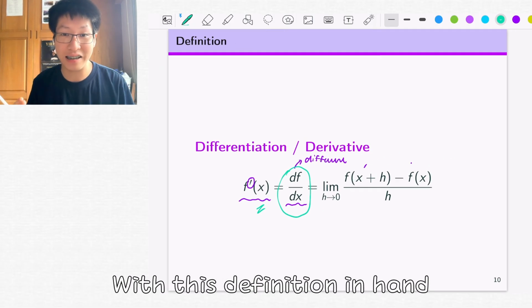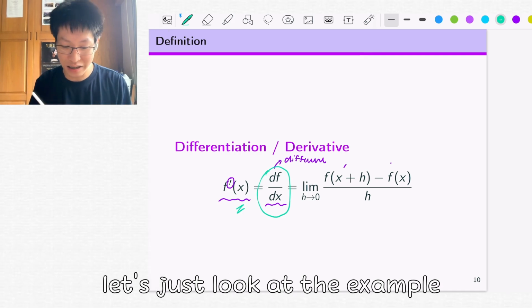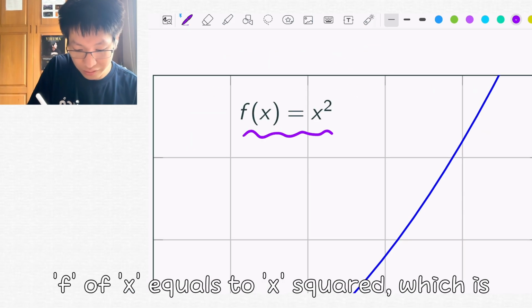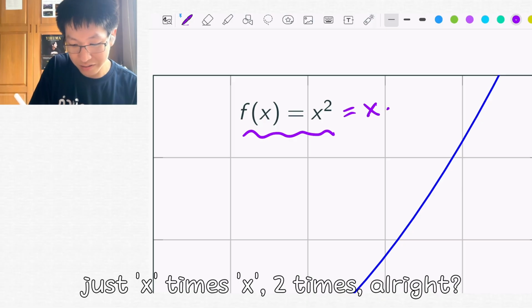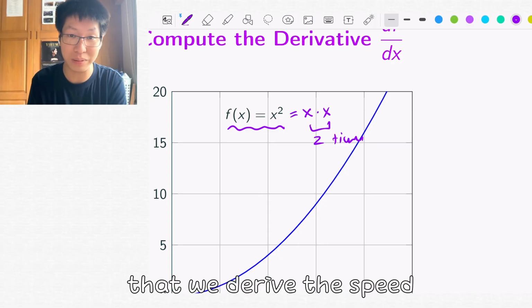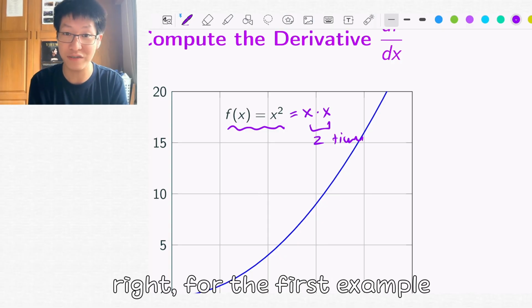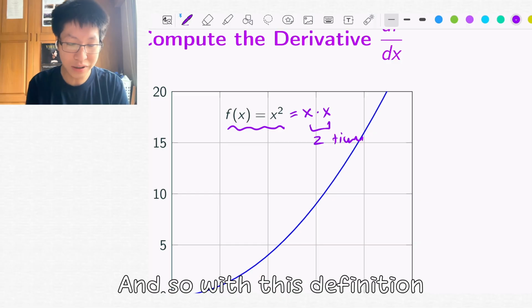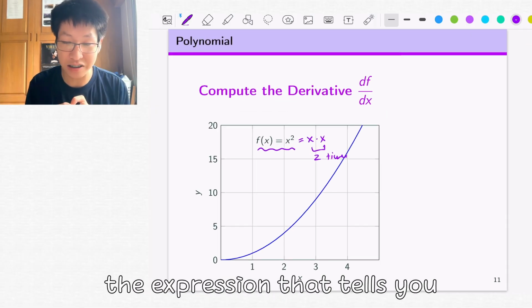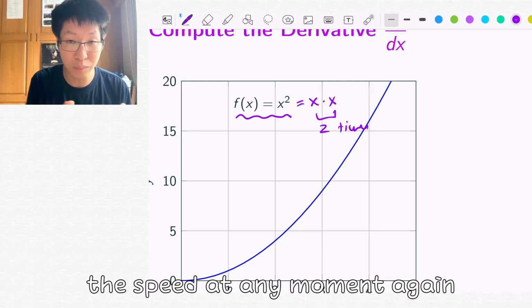With this definition in hand, let's just look at the example that we already worked with, which is the function f of x equals x squared, which is just x times x, two times. This is the exact same function that we derived the speed for in the first example. And with this definition, I want to try to rederive the expression that tells you the speed at any moment again.